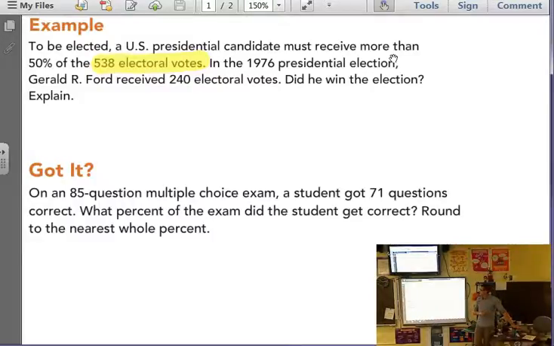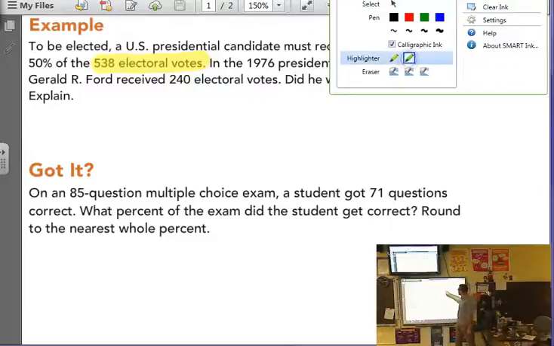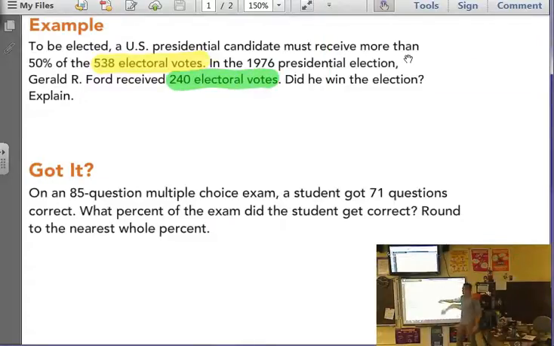So, in 76, and we looked this up, so I think this year is wrong, but this year doesn't matter because the year is an extra number. Guys, as we go into math and get deeper, there are oftentimes numbers in the problem that don't matter. I call these distractors. They're in there to distract you from what numbers I actually need to use in my math. So, Ford got 240 of the electoral votes.